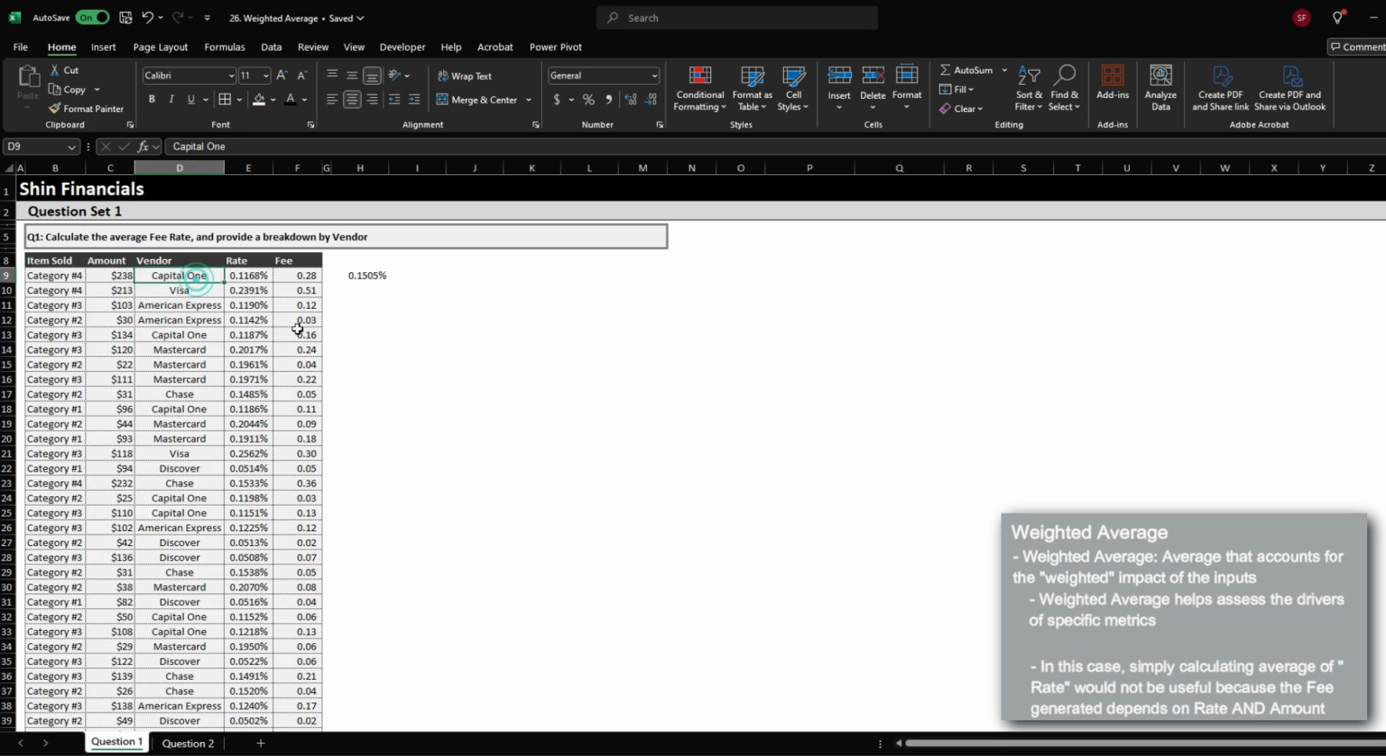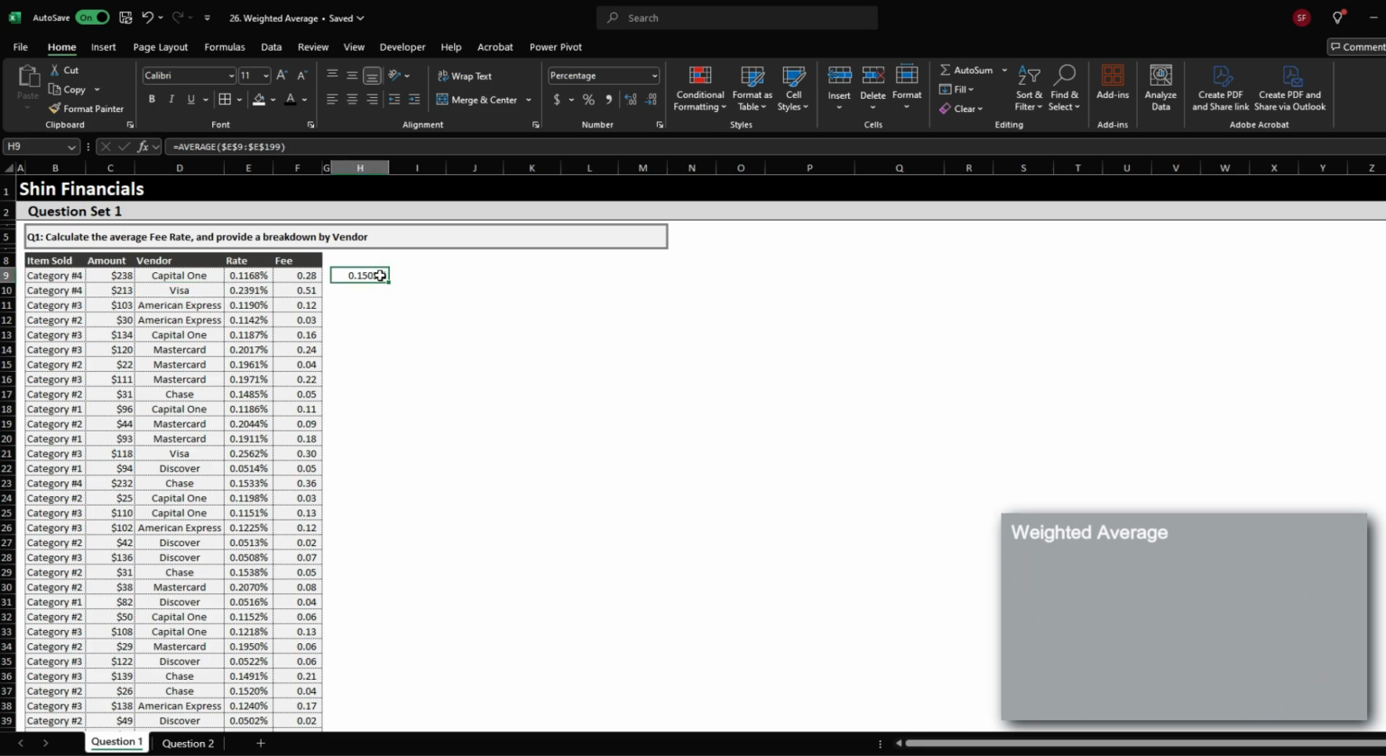So for example, if Capital One had 0.11%, but Visa had 0.23%, and let's say we sold around 100,000 with Visa versus 10,000 with Capital One, the actual weighted average rate would skew more towards the 0.23% because we sold more under the vendor Visa. So let's go through two examples to calculate the weighted average and see how this actually provides us value.